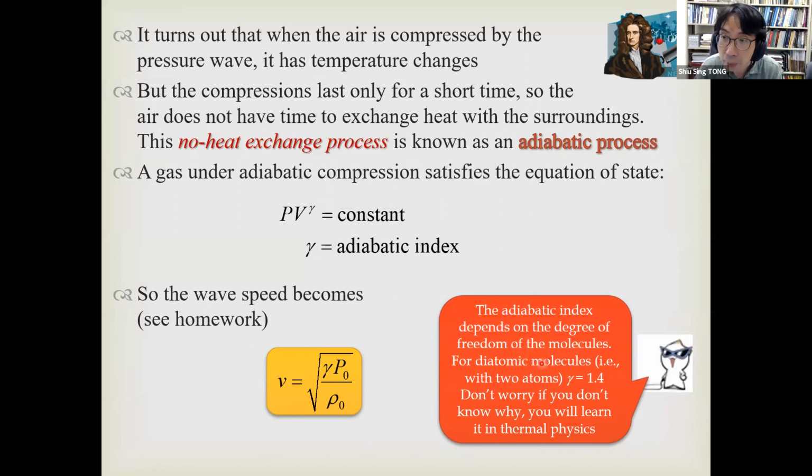For diatomic molecules, meaning a molecule made up of two atoms, like for example, in air, we have the oxygen molecule made up of two oxygen atoms, and the nitrogen molecule made up of two nitrogen atoms. So those are the diatomic molecules, two atoms joining together. For a diatomic molecule, the degrees of freedom: the molecule can move in 3 dimensions and it can rotate. And because of that, we find that the value of gamma is about 1.4.